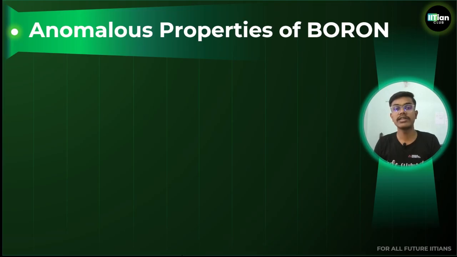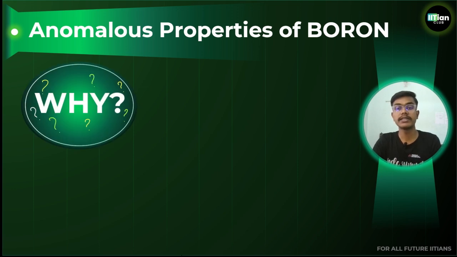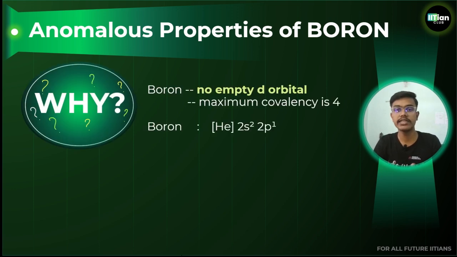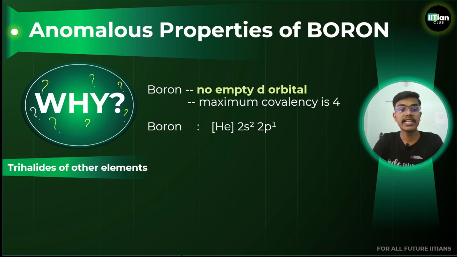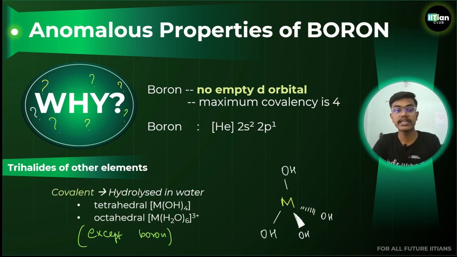Next, we have anomalous properties of boron. And why does this anomalous behavior come up? This is because boron does not have any empty d orbital, and hence the maximum covalency is restricted to 4. Trihalides of other elements other than boron are covalent and they easily hydrolyze in water. They form tetrahedral compounds and octahedral compounds, but boron does not form that.